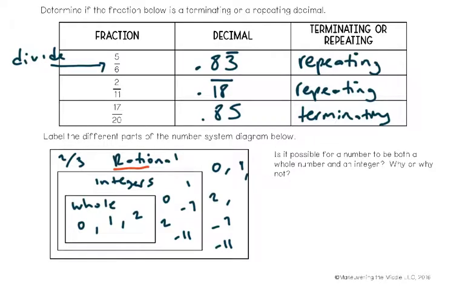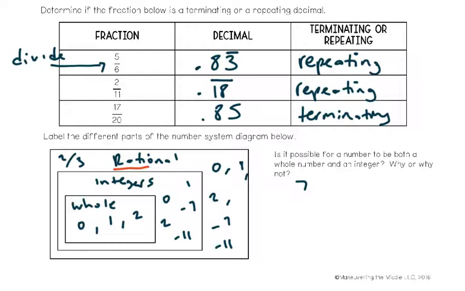So this little check-up question says, is it possible for a number to be both a whole number and an integer? Why or why not? So go ahead and think of a whole number. I'll think of the number 7, and I want you to tell me if that whole number 7, is it possible for it to be a whole number and an integer? Go ahead and try yourself, and then press play whenever you're ready to check.